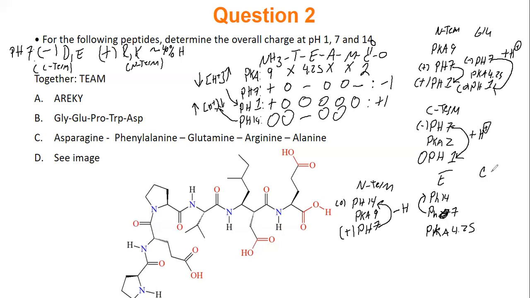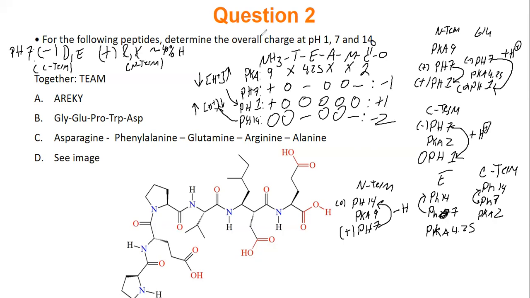C-terminus, pH of 14, pH of 7, pKa 2. Start at 7, go to 14. Never pass my pKa, so it stays negative. It stays what it was at 7. So overall, the charge of the peptide at a pH of 14 is -2.